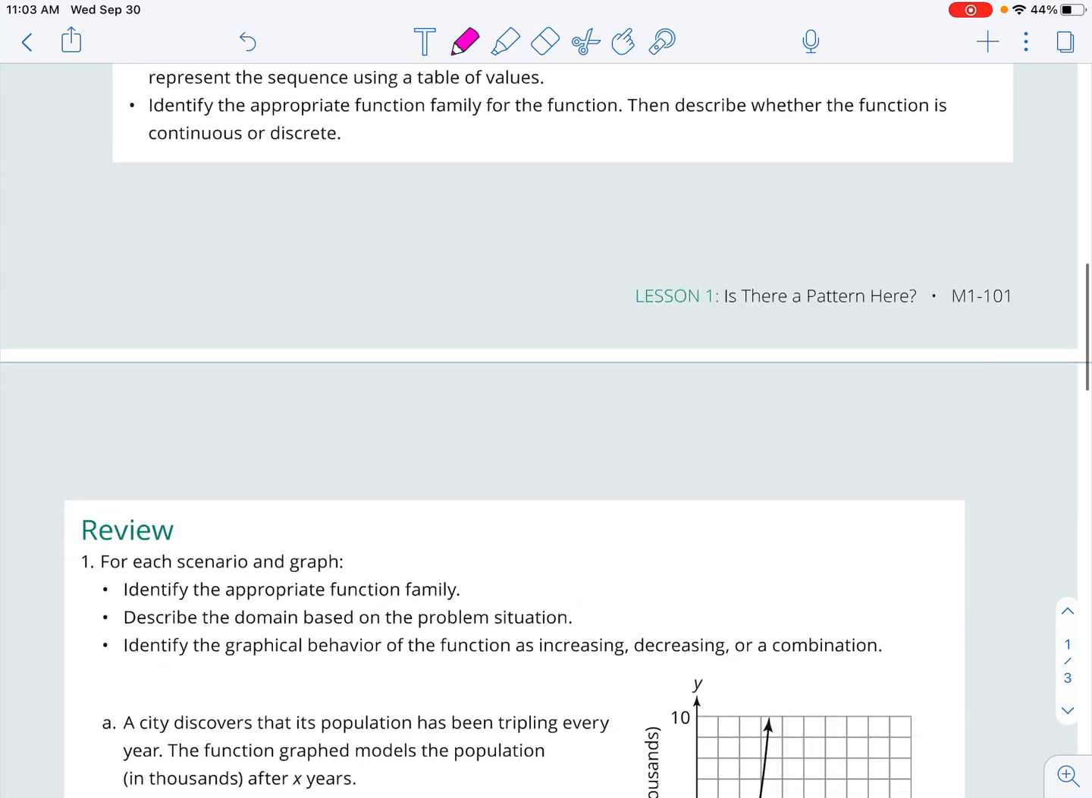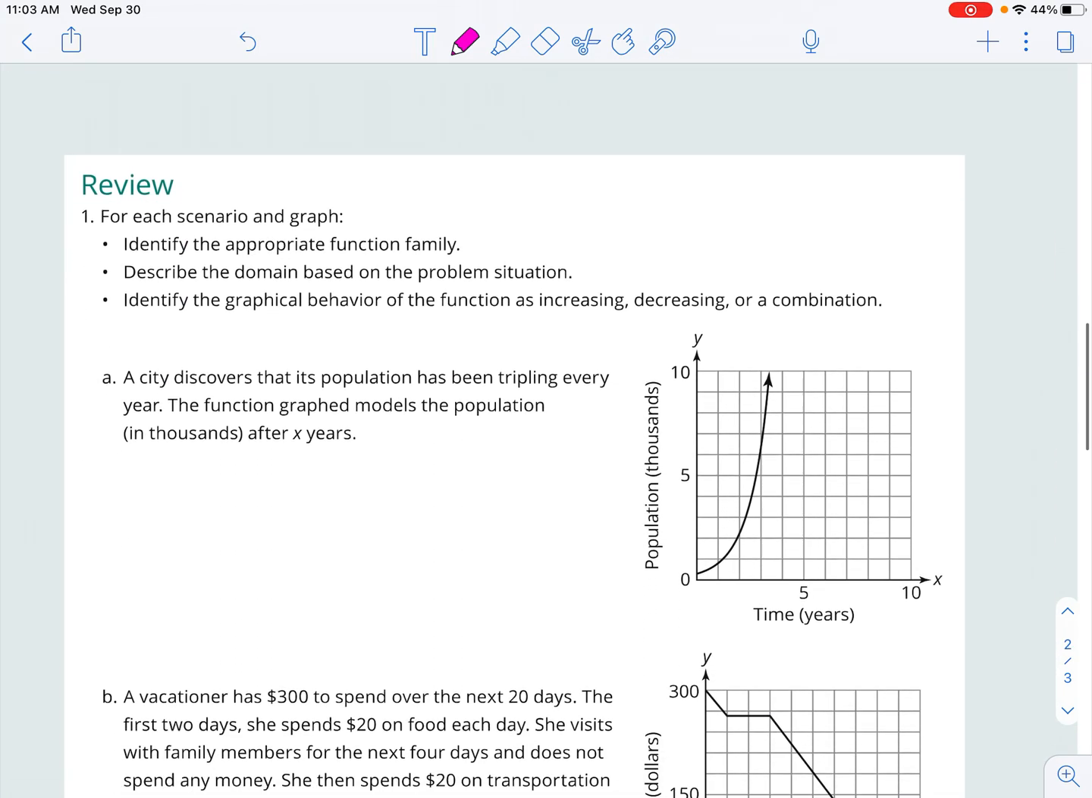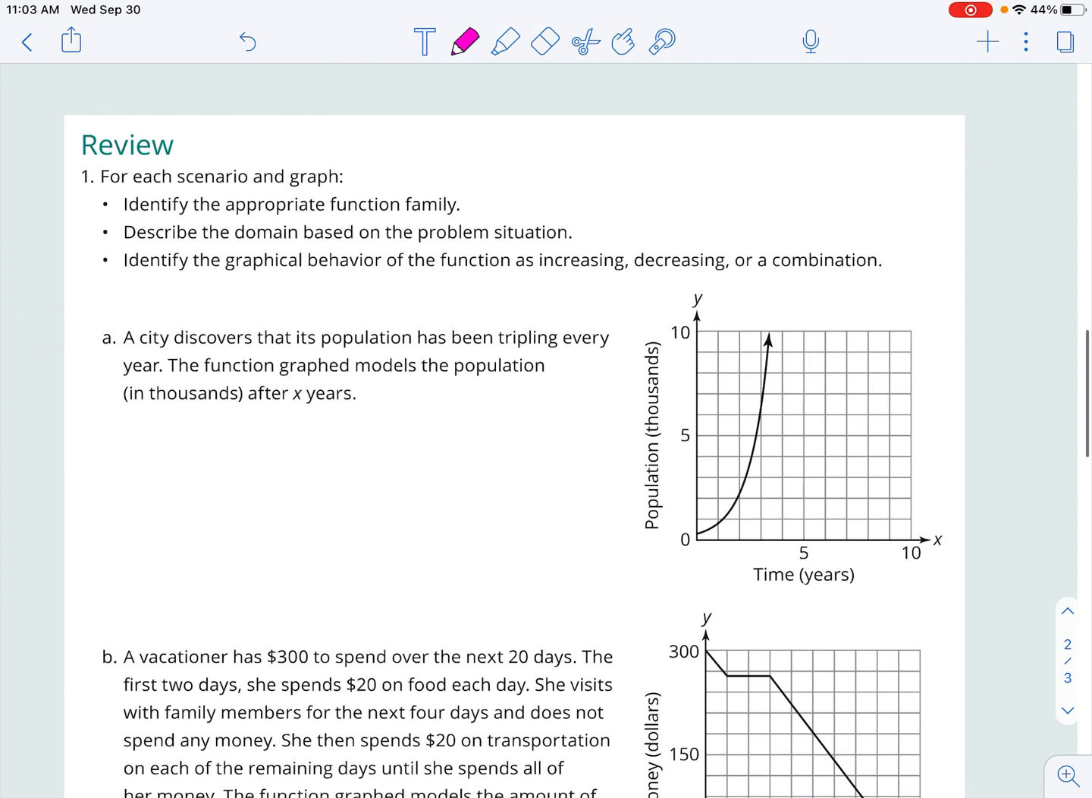All right, I also asked you to review 1A and B. So here we want to look at the scenario and identify the appropriate family. So that's linear, exponential, quadratic, piecewise, and I'm not sure which one I forgot to name. Describe the domain and identify the graphical behavior as increasing, decreasing, or some type of combination.